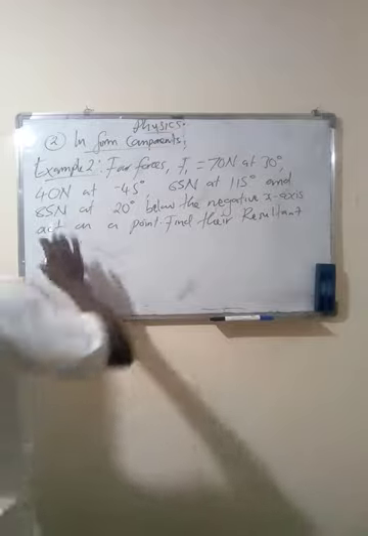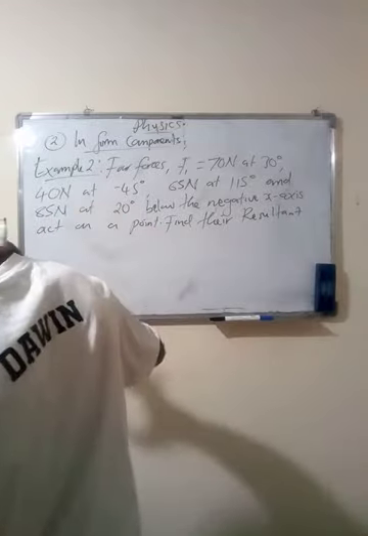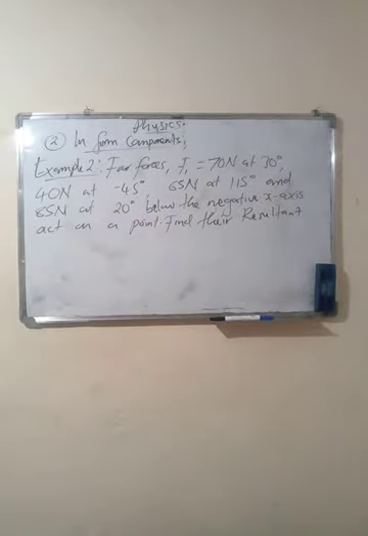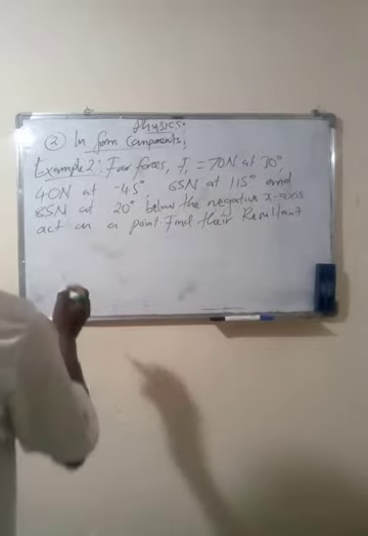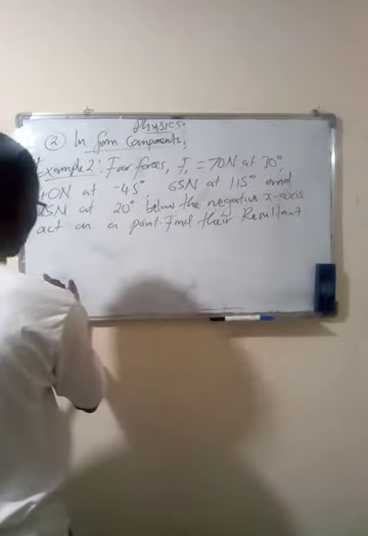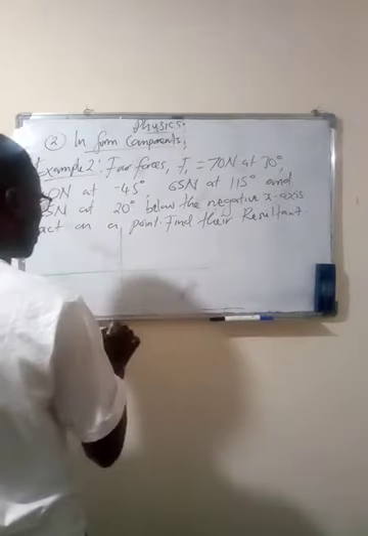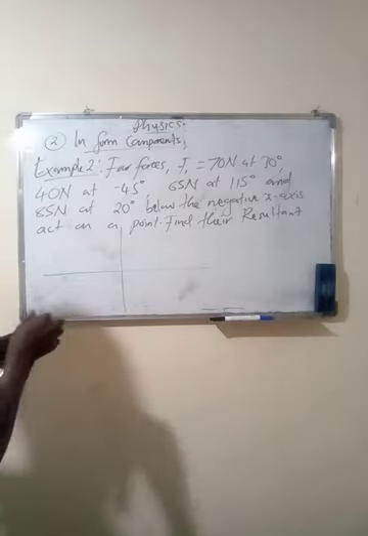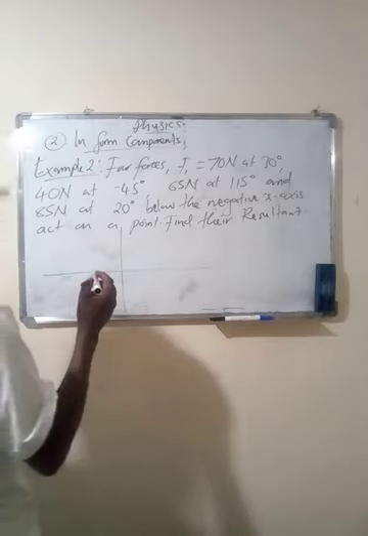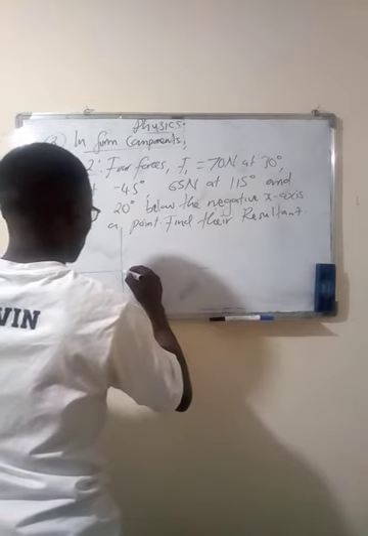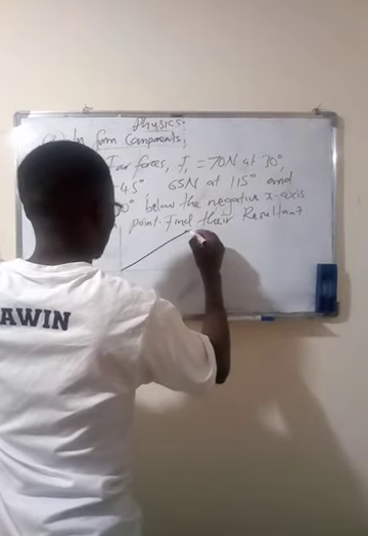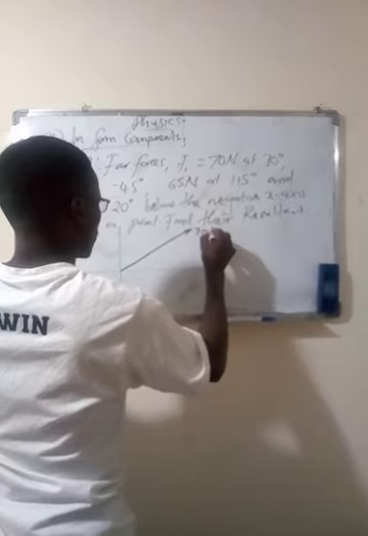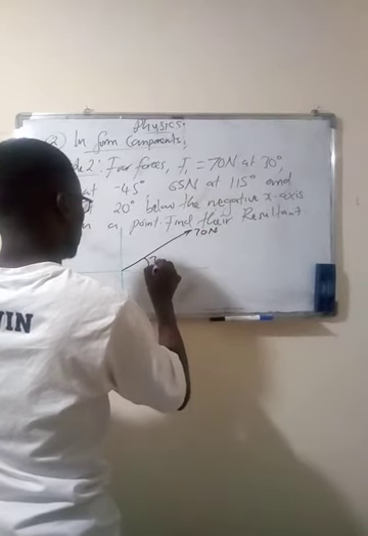We're saying that these four forces... So the first thing, when you're given a question like this, you need to imagine and form a diagram. It's not always that you're going to be given a diagram, so the first thing you want to do is form a diagram on your own. If this is our xy plane, the first vector is 70 newtons at 30 degrees. So 30 degrees should be somewhere here, and that is 70 newtons.